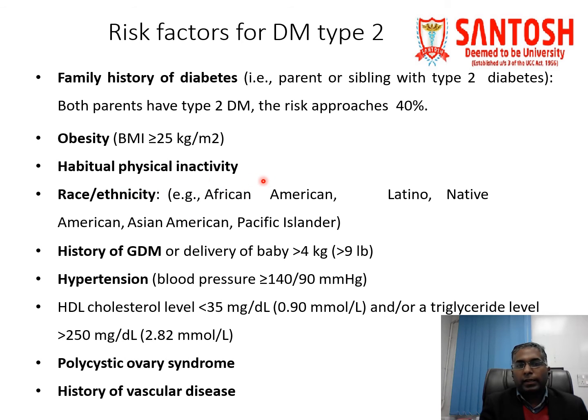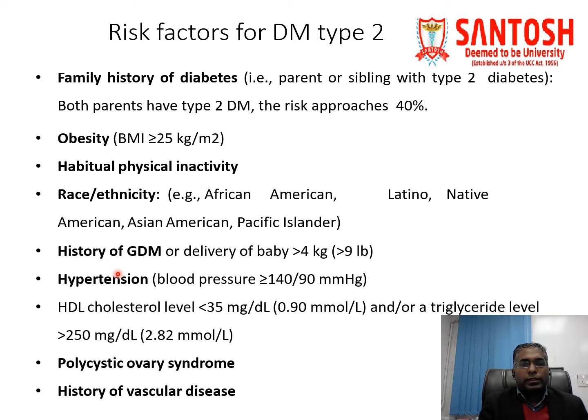Habitual physical inactivity. If the patient has a lifestyle which makes him or her physically inactive, then he or she may develop diabetes mellitus in later life. Certain race or ethnicity are found to be risk factors for developing diabetes mellitus, as we have written here: African American, Latino, Native American, Asian American, or Pacific Islander.